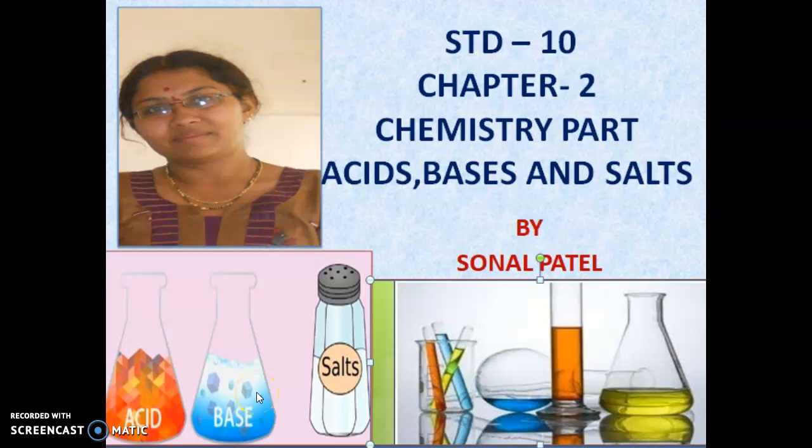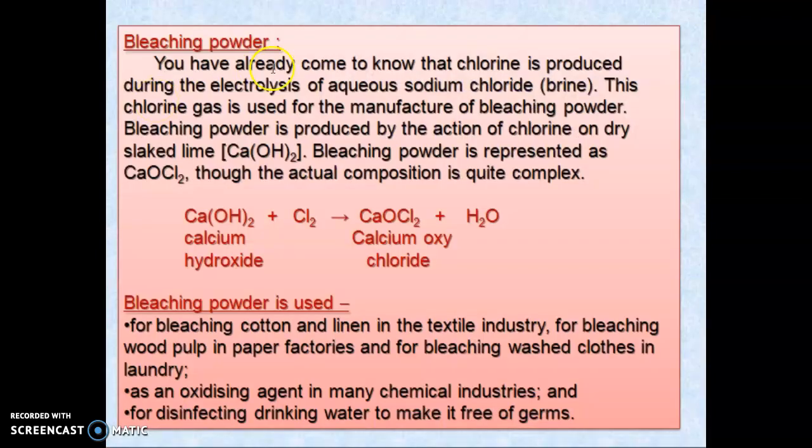Today we will see part 5 of chapter 2, acid, base and salt. In this part we will study the preparation of a salt like bleaching powder. You have already come to know that chlorine is produced during the electrolysis of aqueous sodium chloride brine.